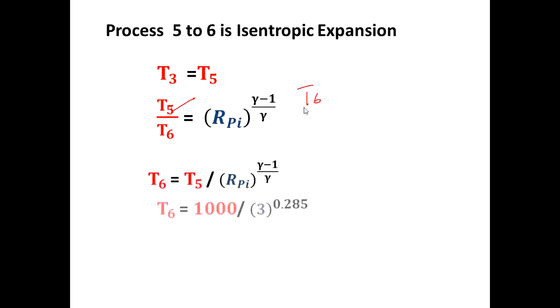Isentropic expansion process, what will happen? T3 is equal to T5. You know the value of T5, so you can get the value of T6. T6 is equal to this one, 731.2 Kelvin. Calculate properly.